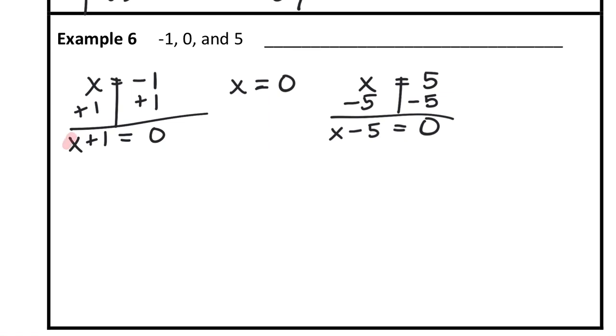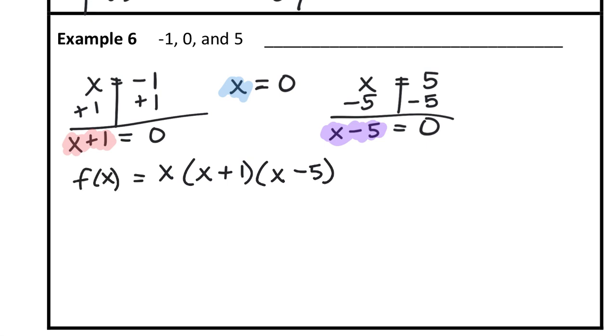So my factors are x plus 1, x, and x minus 5. But I'm going to put the x first. Then x plus 1, then x minus 5. This is going to be my function. And so we distribute. It's going to give me x squared plus x. Bring down the parentheses, the x minus 5.